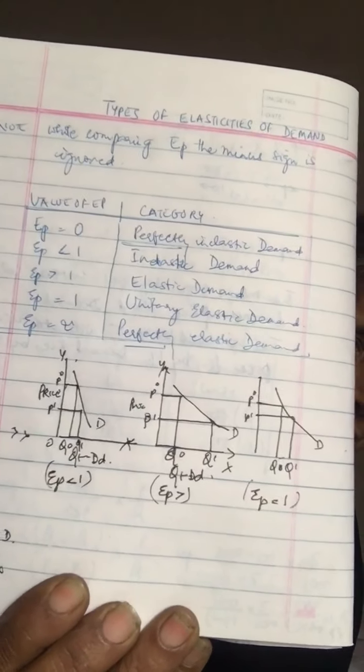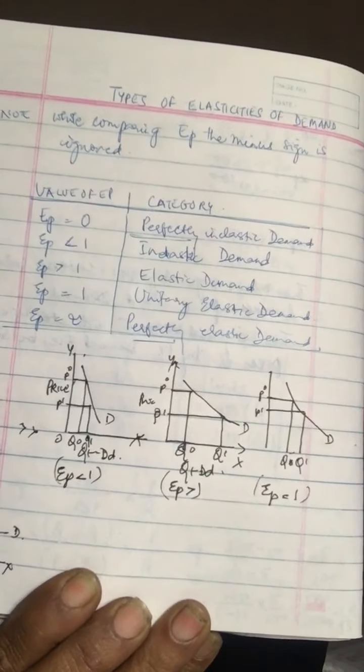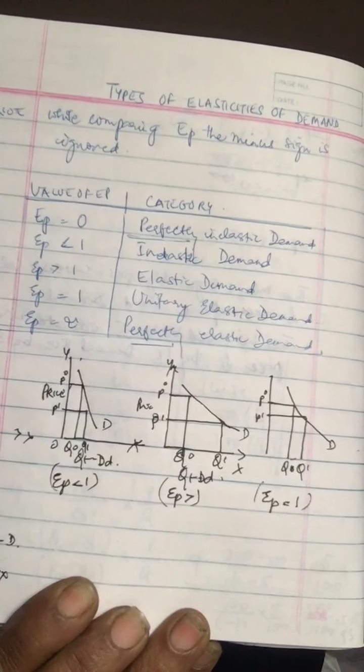So welcome to this class, and in this we are going to do types of elasticity of demand. So we're going to categorize the price elasticity of demand. What is the numerical value? It ranges from 0 to infinity. And then we talk about greater than 1, equal to 1, none, that is 0, and infinite. So this is what it is. Just have a look. So these are the values of price elasticity of demand.